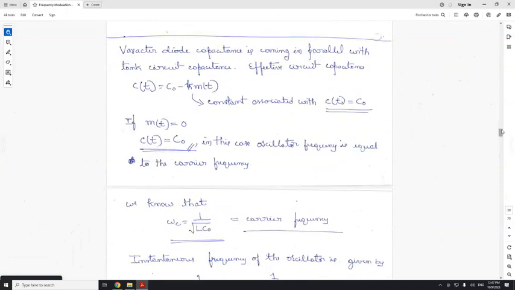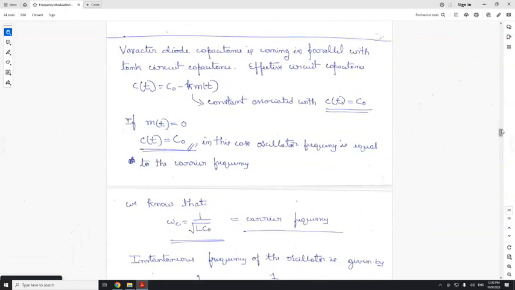Now, suppose M of t is equal to 0, that means your message signal is 0. Suppose your message signal amplitude is 0, what is the effective capacitance now? C naught, right? When the message signal is 0, can you tell me what is the frequency of this tank circuit? Fixed frequency, right? Yes or no? It's a fixed frequency, and that fixed frequency is coming from capacitance value C0. Now, in this case, oscillator frequency is equal to carrier frequency, yes or no?